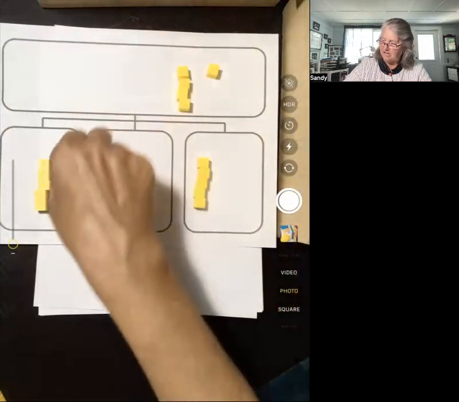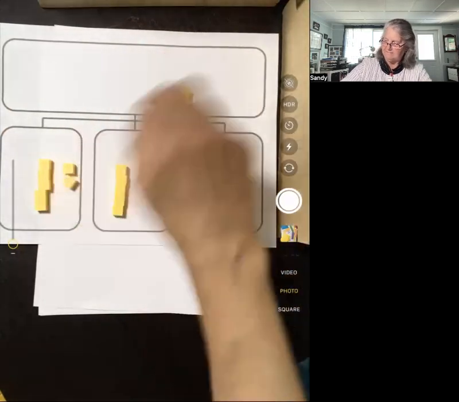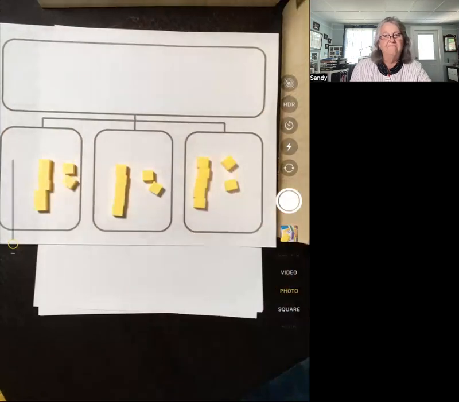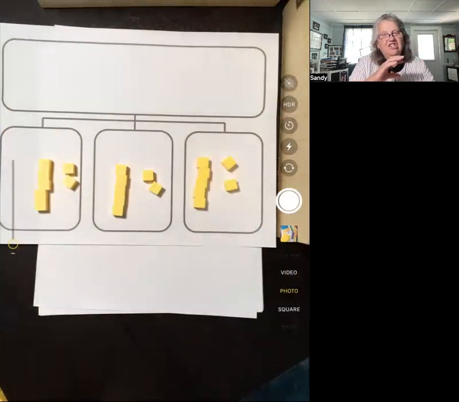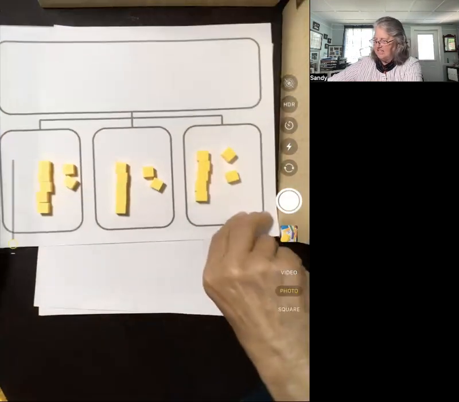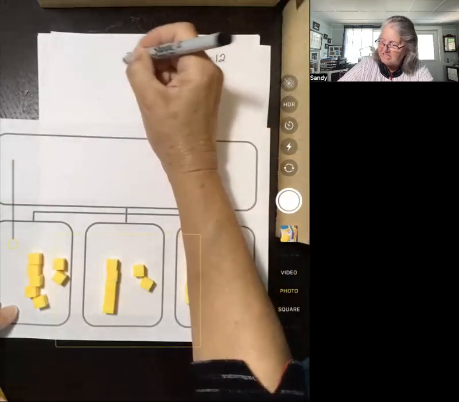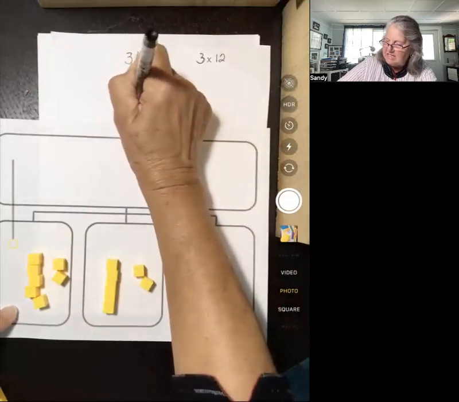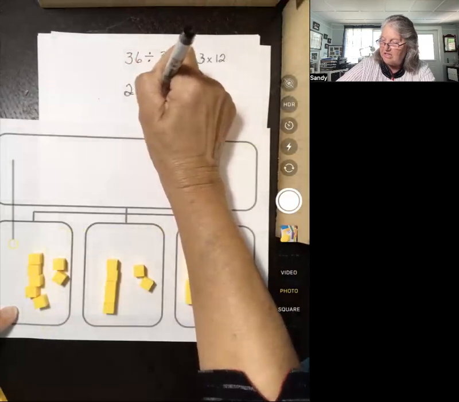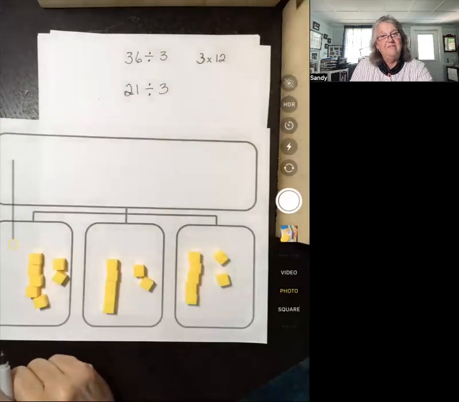Now your child may go by ones. Nothing wrong with that, right? So 21 separated into 3 groups is 7. Now, notice just by changing from having a problem where each place is a multiple of the divisor to a problem where the places are not multiples of the divisor changes the complexity a bit, right?